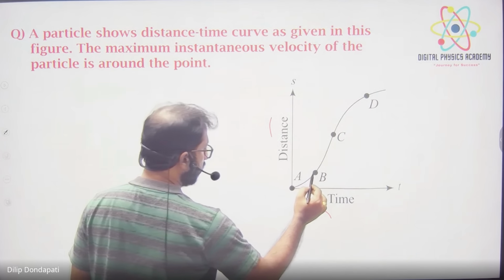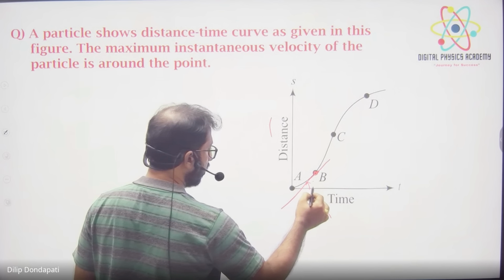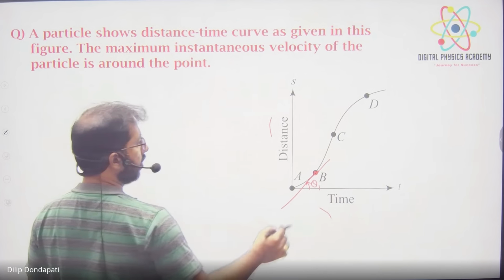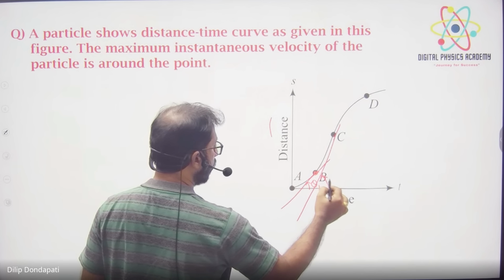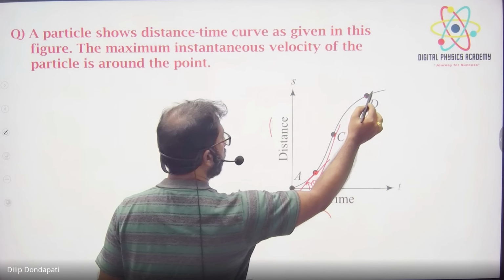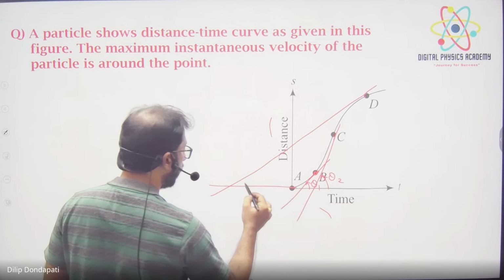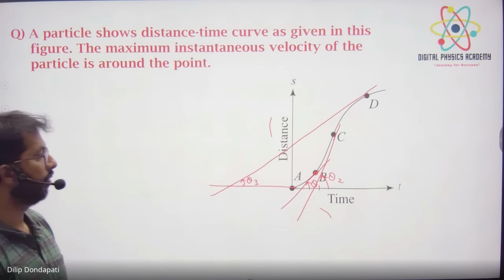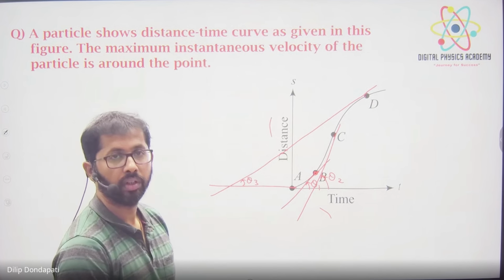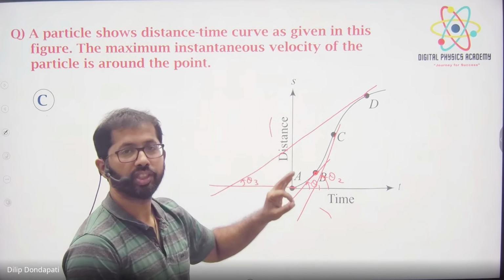Suppose this example is B. If I draw a tangent, this is theta. Similarly, at this point, if I draw a tangent, this is theta 2. And at this one, if we draw a tangent, this is theta 3. Now, at which point is theta more? This is C. The answer is C. This is velocity at a point, nothing but instantaneous velocity.